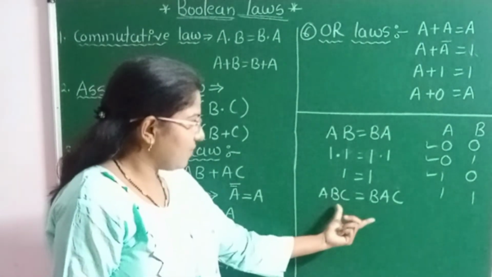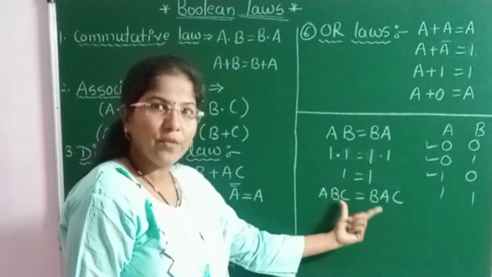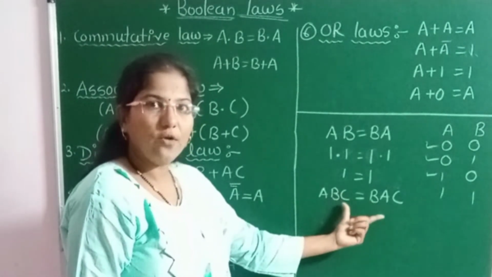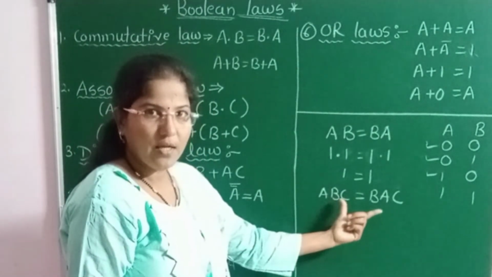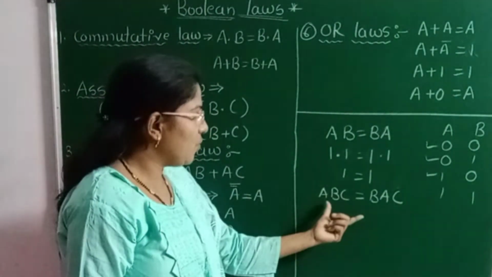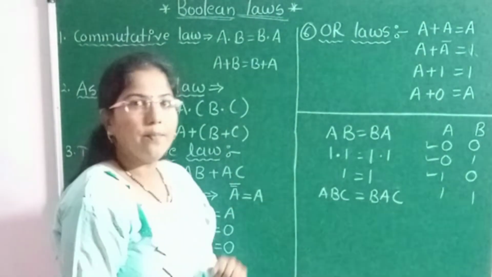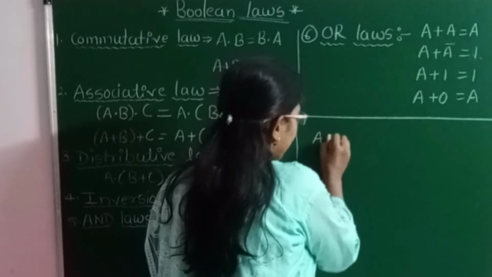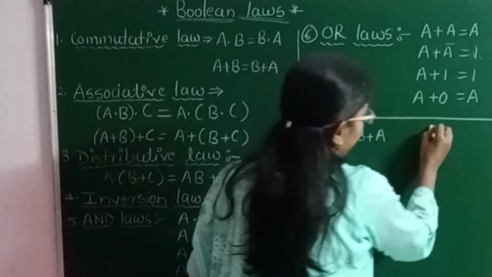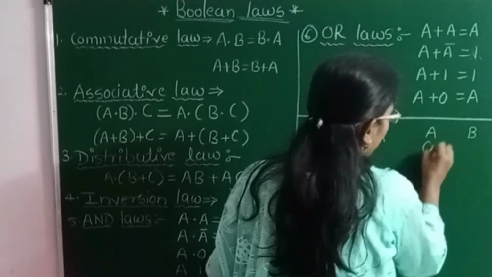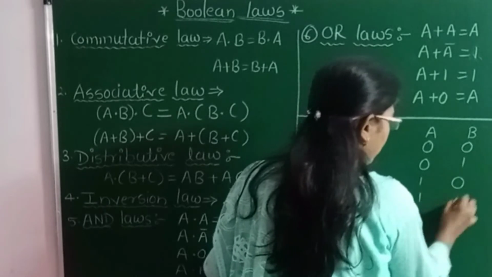You can check whether these two are correct or not, but in that case we have to consider the three variables, so a total of 8 combinations will be there for the values of these variables. Now this is proved. We will move to the next commutative law, that is A plus B equal to B plus A. Here there are 4 combinations: 0, 0; 0, 1; 1, 0; and 1, 1.